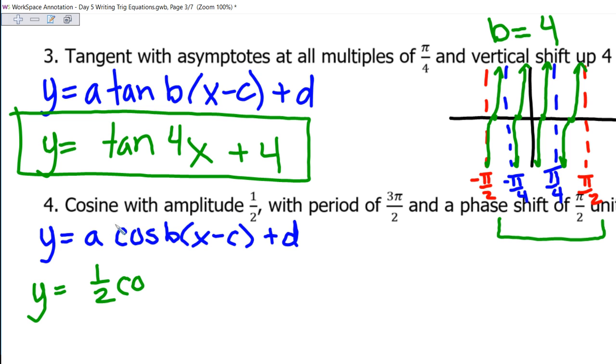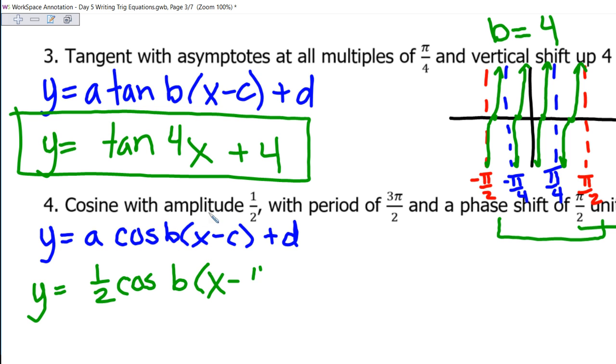Then we'll have cosine. I'll leave the b for right now. X minus c. What did they tell us about the phase shift? Yeah, it's pi over 2 to the right. If it moved pi over 2 units to the right, how would I show that in the equation?